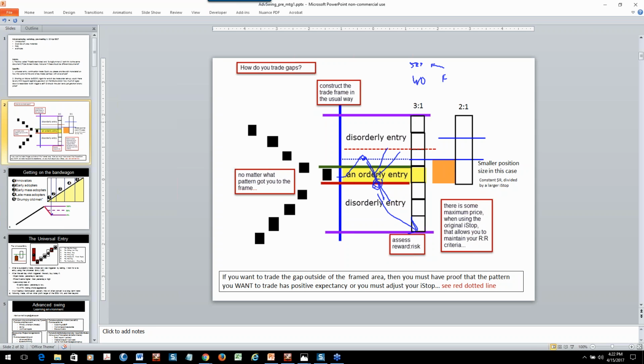So that's some insights into the trade frame. Now let me get to the specific question. What happens if you get an orderly or a disorderly entry? Let me show you the concept.